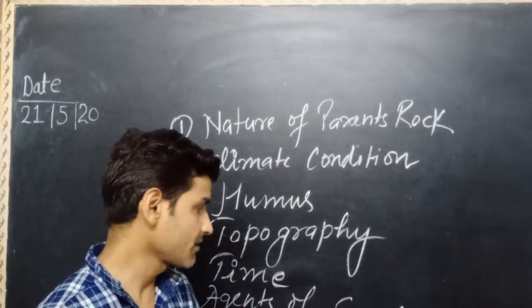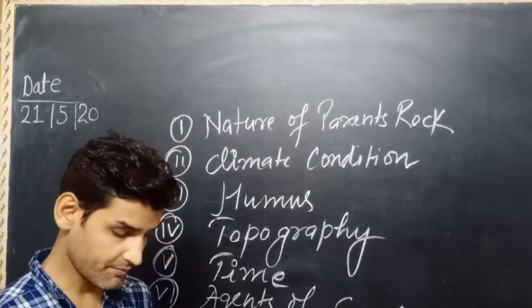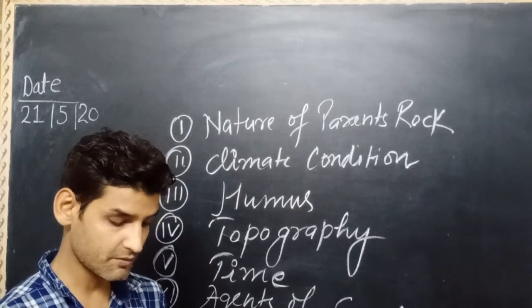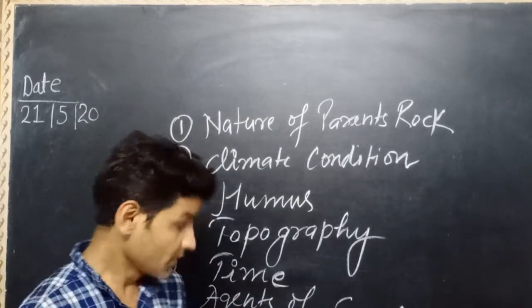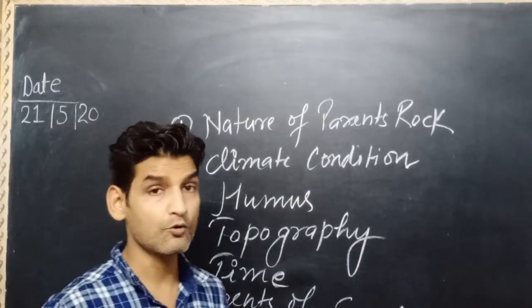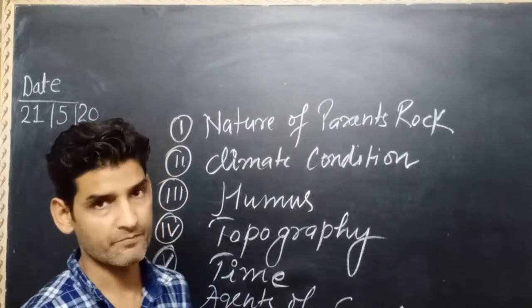Last one, agents of erosion. The various agents of erosion like running water and wind also contribute to soil formation by depositing the material carried by them. Okay, means agents also form our soil.